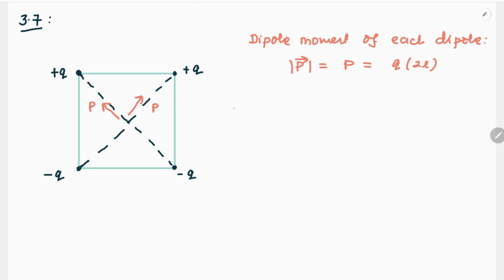So net dipole moment, since the two dipoles are perpendicular to each other, so we can say that the net dipole moment can be written as root 2 p. So p net can be written as root 2 times q multiplied by 2l. So this is the net dipole moment which we have for this particular system. Now at a distance x from the center, we are asked to calculate the electric field strength.